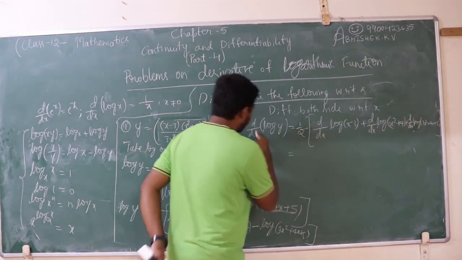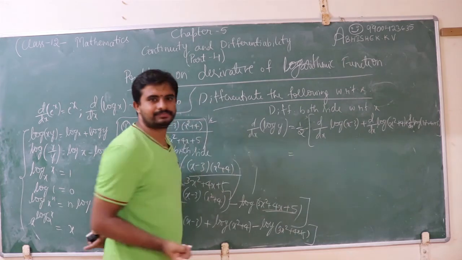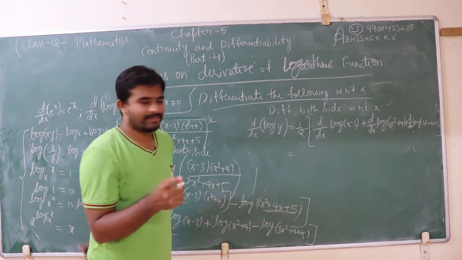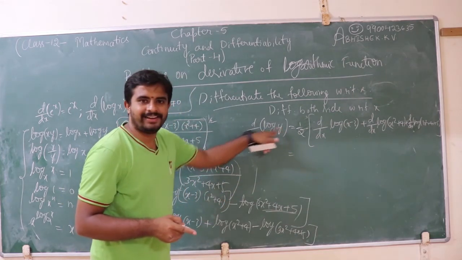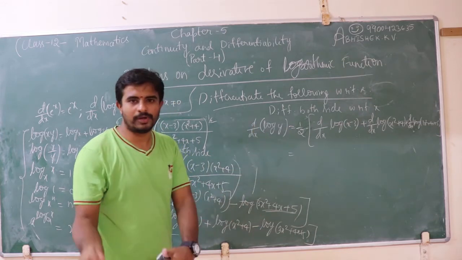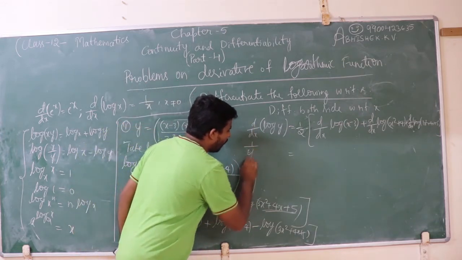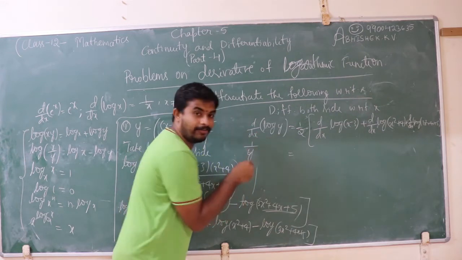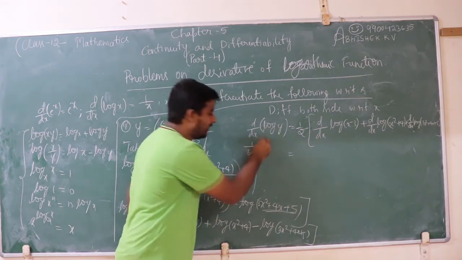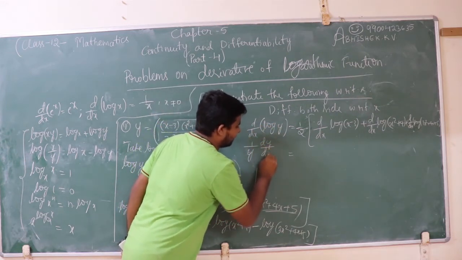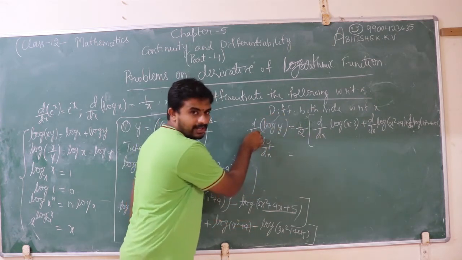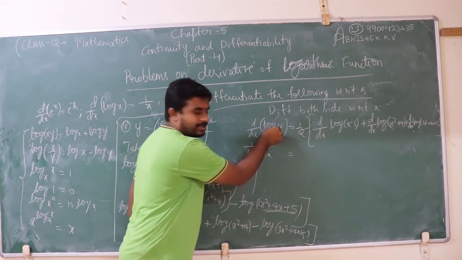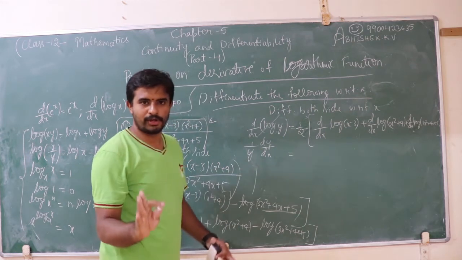This is equal to the derivative of log y with respect to x. The parameters are different. Derivative of log x is 1 by x. Instead of x we have y. But we should differentiate again with respect to x. Then we will get dy by dx by chain rule. First we cut this chain, then dy by dx. I hope you are all getting this.